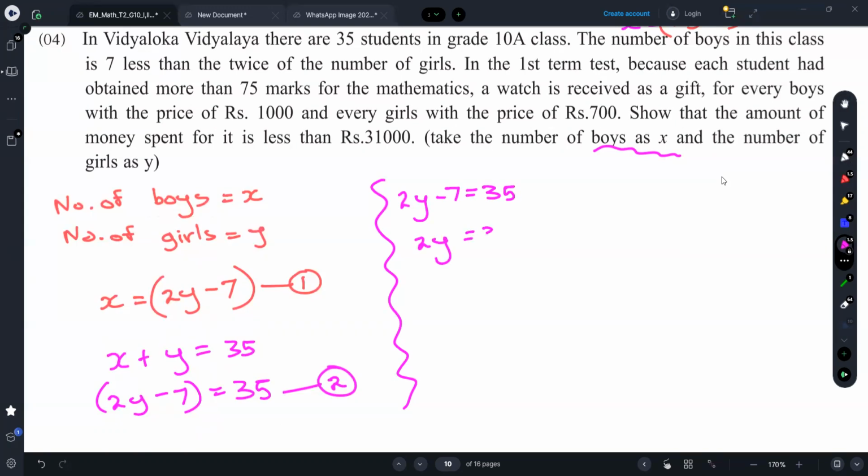2Y equals 35 plus 7. Y equals 35 plus 7 is 42. 42 divided by 2 is 21. Y equals, sorry, 14.